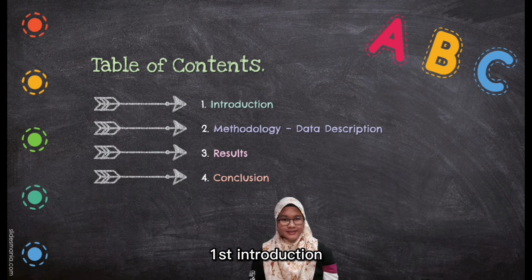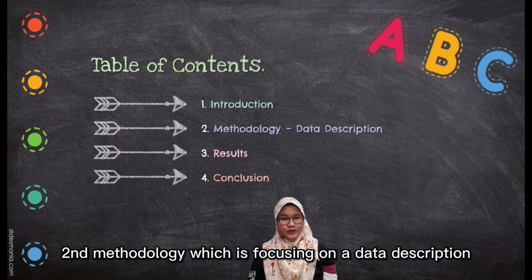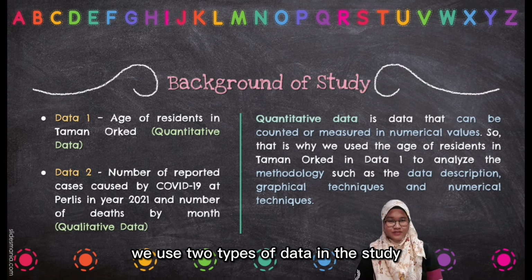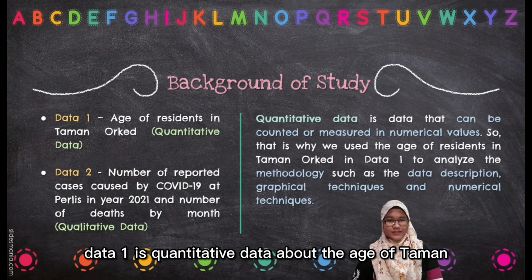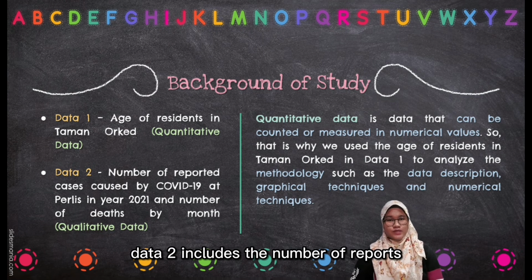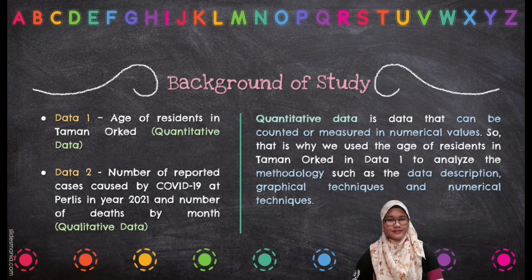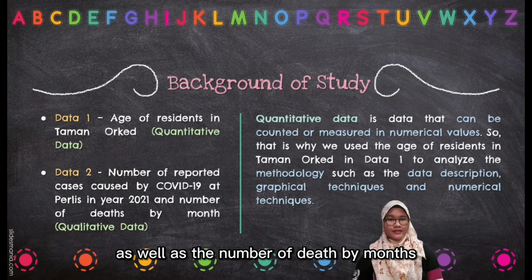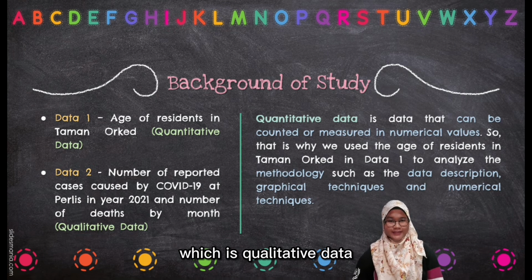In this video, our group will present these topics below. First, introduction. Second, methodology, which is focusing on the data description. Third, results, and lastly, conclusion. We use 2 types of data in this study. Data 1 is quantitative data about the age of Taman Orchid residents. Data 2 includes the number of reported cases caused by COVID-19 in Perlis in the year 2021, as well as the number of deaths by months, which is qualitative data.